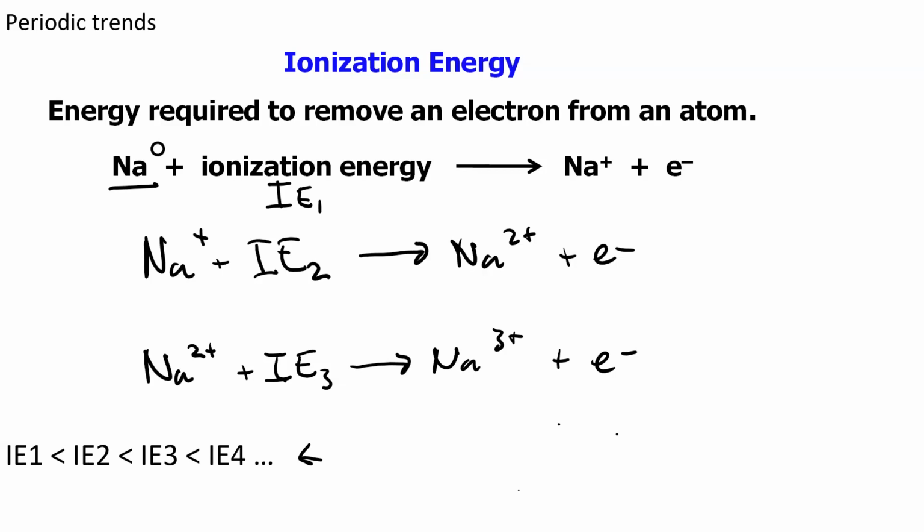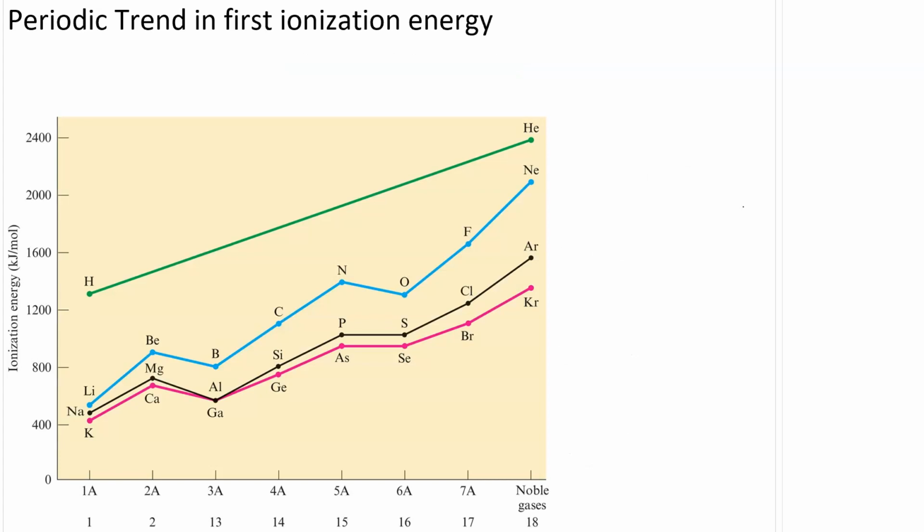So, successive ionization energies increase for each element. It will always cost you more to remove a second electron than the first, and more to remove the third electron than the second. What about the trend across the periodic table? Let's look at the periodic trend in first ionization energy.